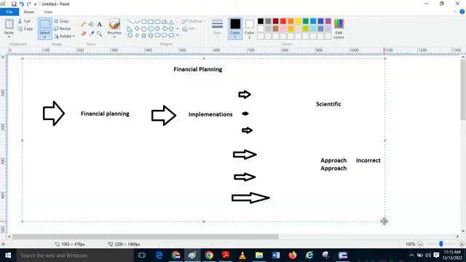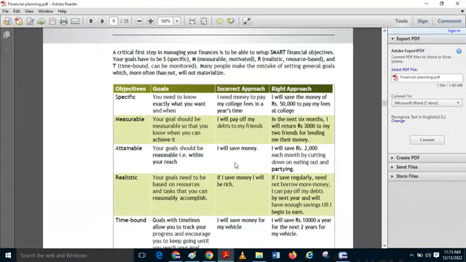There are things which are not correct, so we have to know which things are correct and which are not. Suppose we say that we have to pay our college fees. We will pay the college fees, but this is not a correct approach. The correct approach is: how much money should I save?